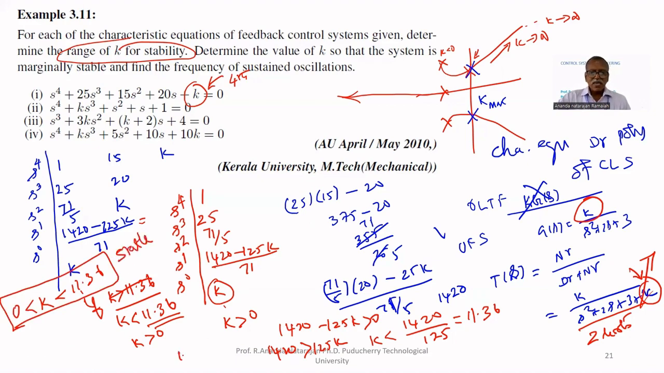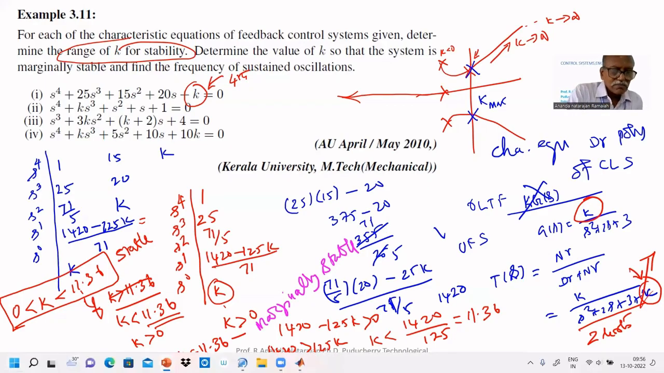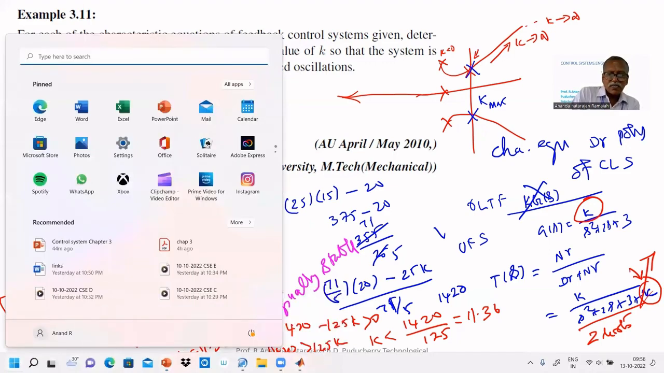At k equal to 11.36, it is marginally stable. If it is greater than 11.36, the system is unstable. Let us check all these things in MATLAB. So let us put 11.36 exactly and check.